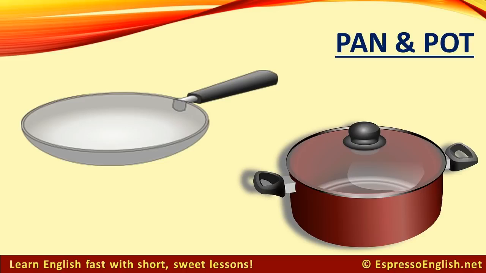Pan. A pan is often used for frying food, cooking it in oil. Pot. A pot is often used for boiling food, cooking it in water. The top part of the pot is called a lid or cover. It can be made of metal or glass.